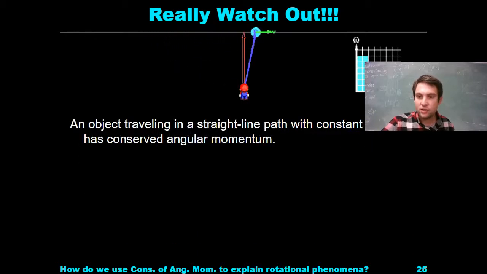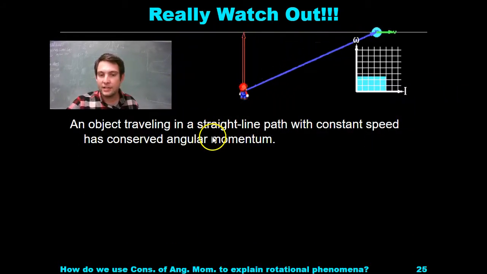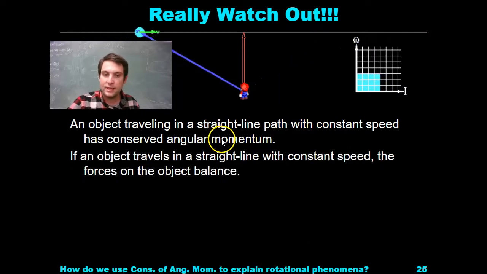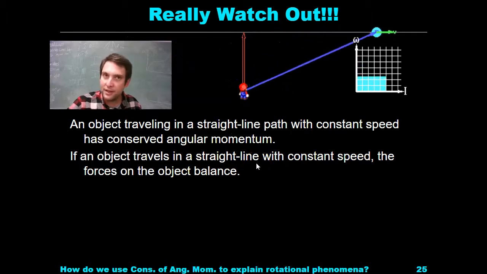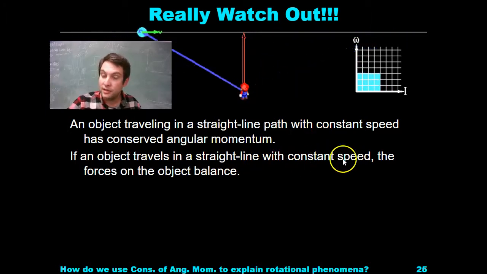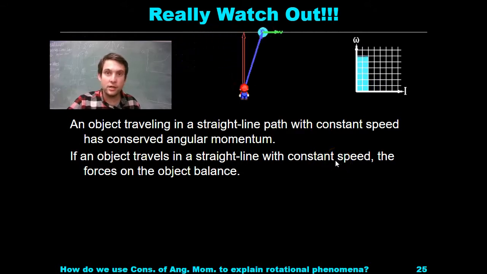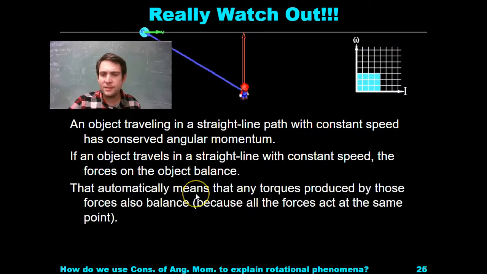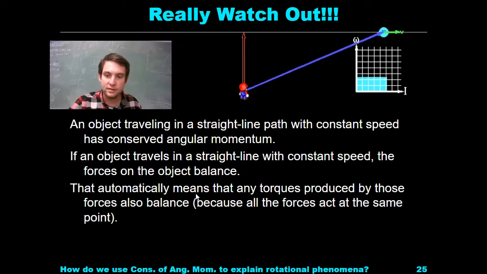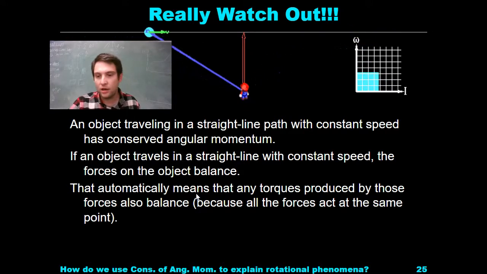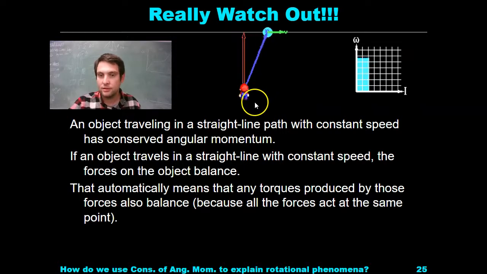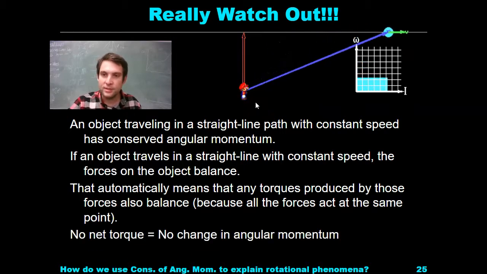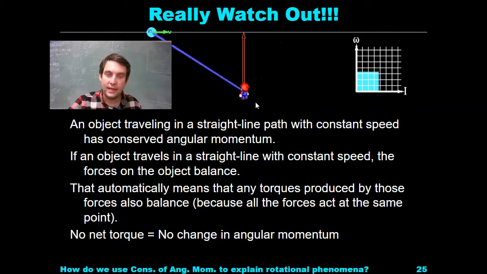An object traveling in a straight path with a constant speed has conserved angular momentum. If an object travels in a straight line with a constant speed, the forces on the object balance out. Because it's a constant speed, right? That's our equilibrium. That automatically means that any torques produced by those forces also balance, because all of the forces act at the same point. No net torque means no change in angular momentum.